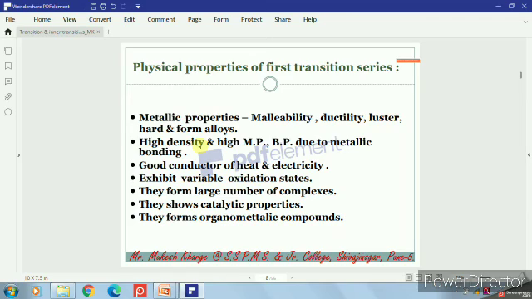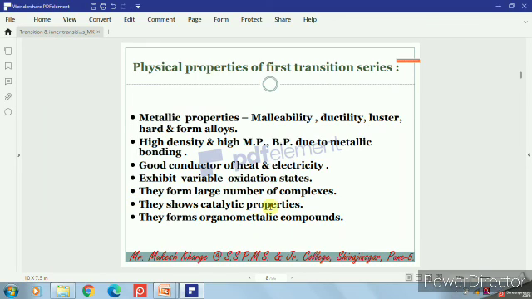The reason behind this is metallic bonding. Then next, they are good conductors of heat and electricity. Then they exhibit variable oxidation states from +2 to +7. Then they form a large number of complexes. In coordination chemistry, we'll see the central metal atom is a transition element. So there are various complexes, K4[Fe(CN)6], K3[Fe(CN)6]. These are some examples.